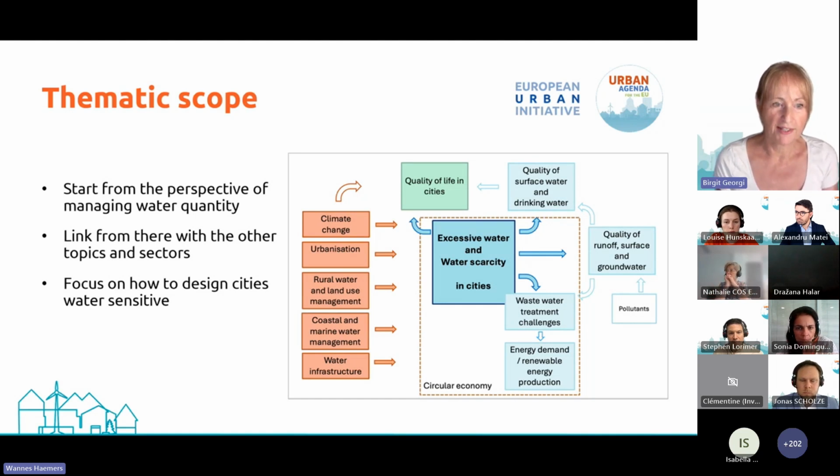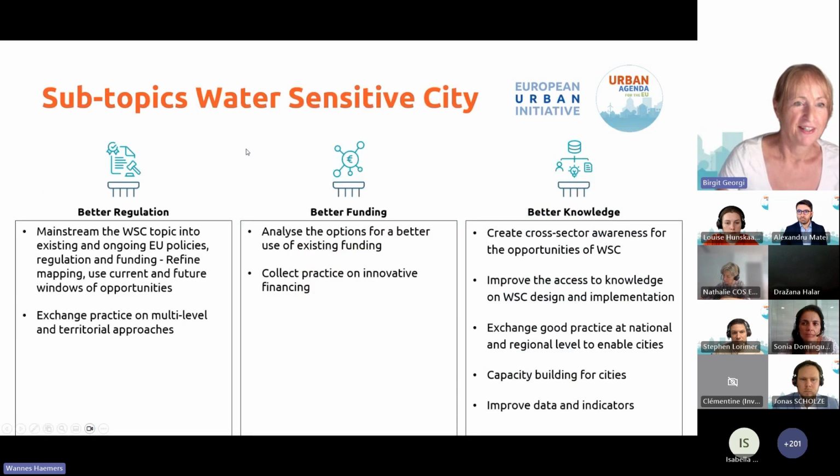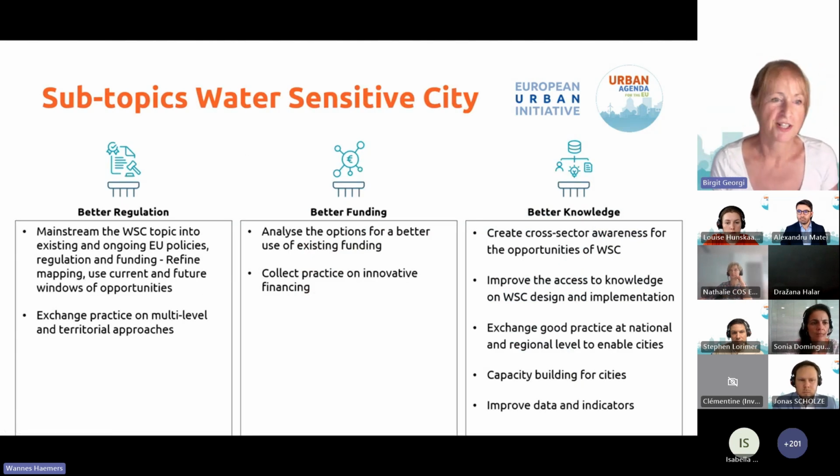And focus on how to design cities water sensitive. And I gave a couple of recommendations presented on the next slide. If you could just move on. Better regulations, better funding, and better knowledge, that's the structure.